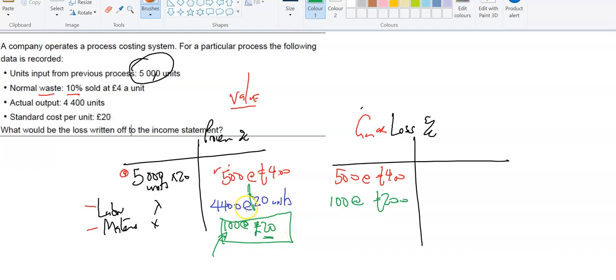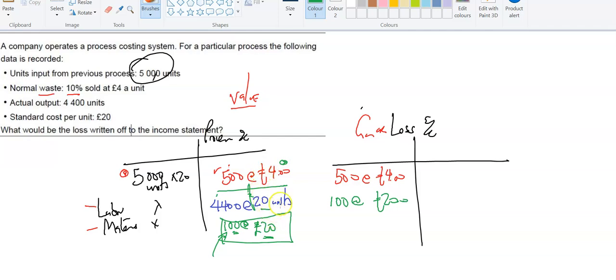So this is the key point. This is the key account. Please practice this. Any abnormal loss is still at the same £20 a unit. They are standard units, and you have lost standard units. That's your fault. This is what we expected to lose. This was your normal loss.